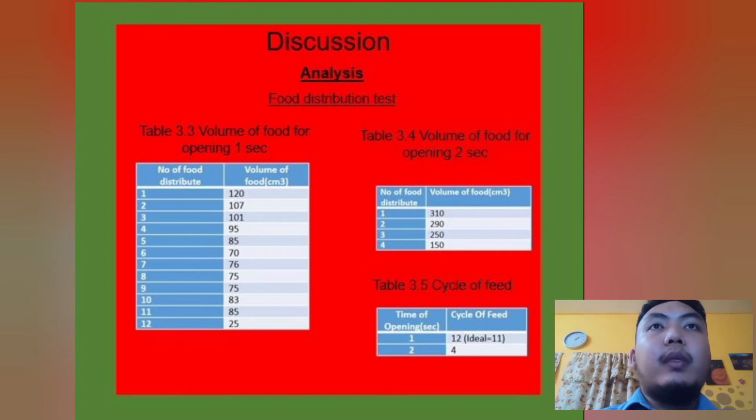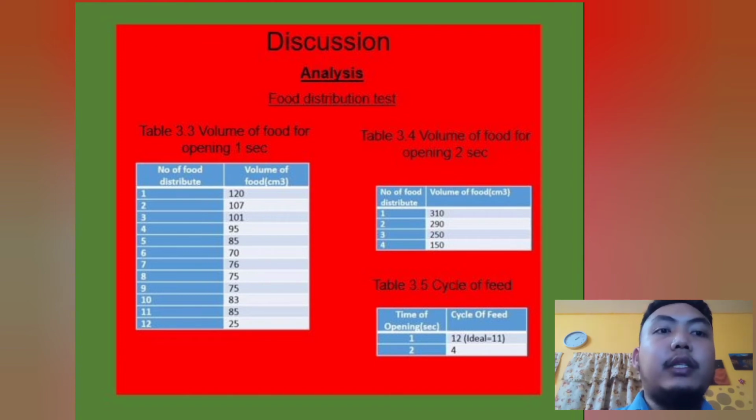So here is another table which shows the difference between the 1 second and 2 second opening and also the number of feed cycles. As you can see, the 1 second opening has 12 cycles of feed, where the ideal is 11. As you can see, the last feed is below 10%.